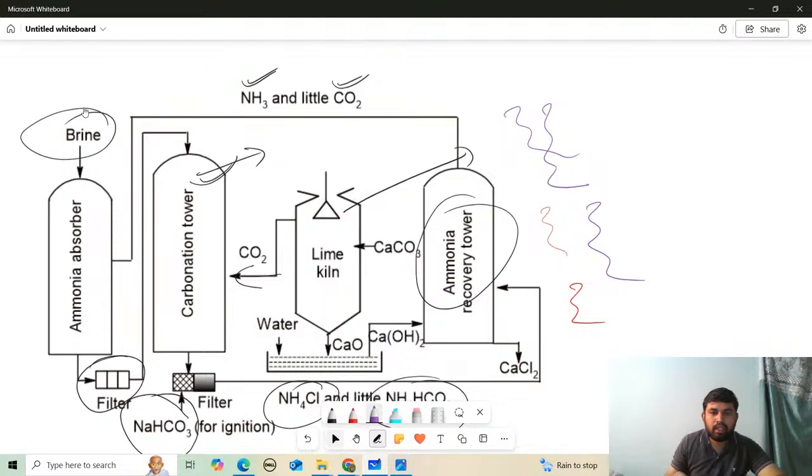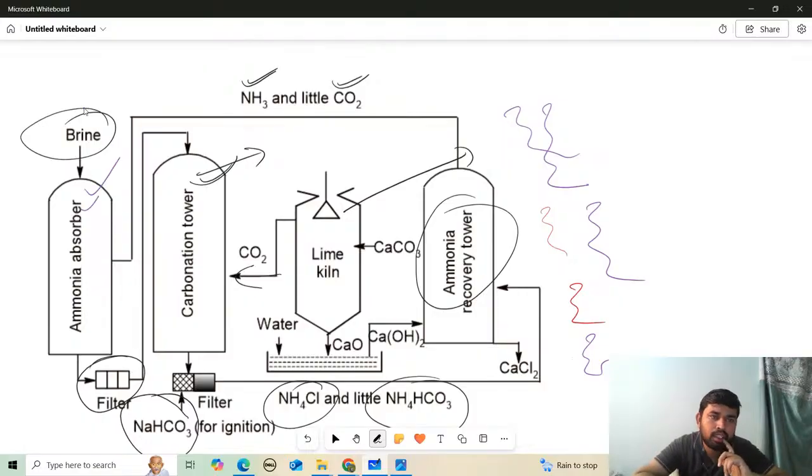Now you can see here, I understand the ammonia absorber is there. Remember this is the ammonia recovery tower, and this is the lime kiln. This is the carbonation tower, and let me write the reaction here.